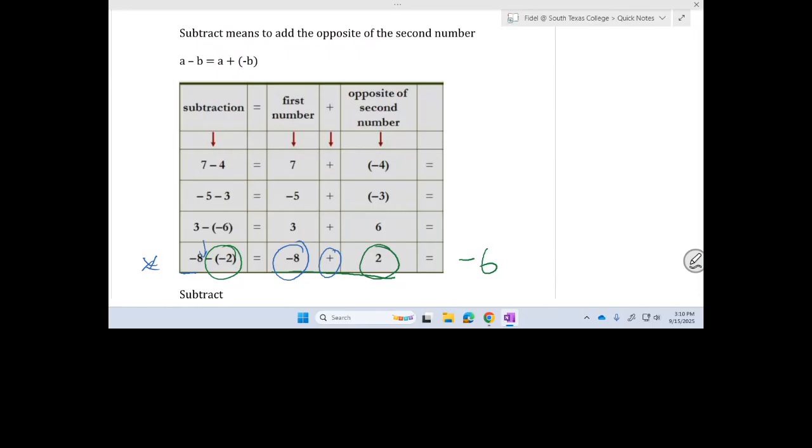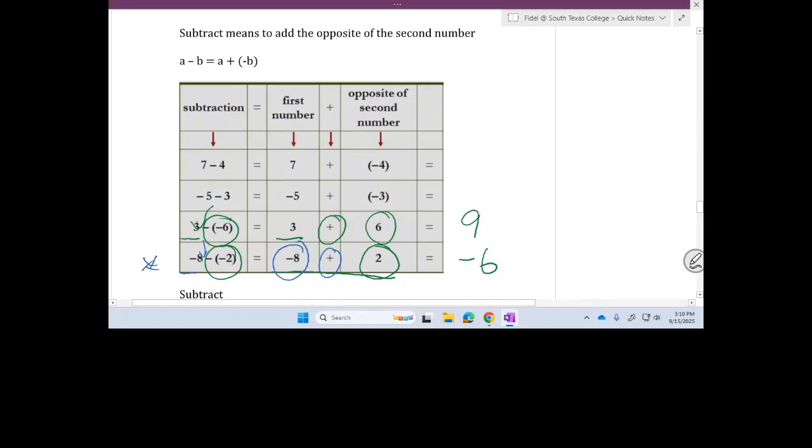Y'all, I'm going to play this game every time. I'm going to leave the first number alone. Look at the first number. The first number is 3. I left it alone. It's not bothering you, so don't mess with it. We're going to change that minus sign right there, y'all, to a plus, and then we're going to change the sign of that number. Used to be a -6, now it's a +6. Y'all, 3 plus 6, that's just 9. Okay.